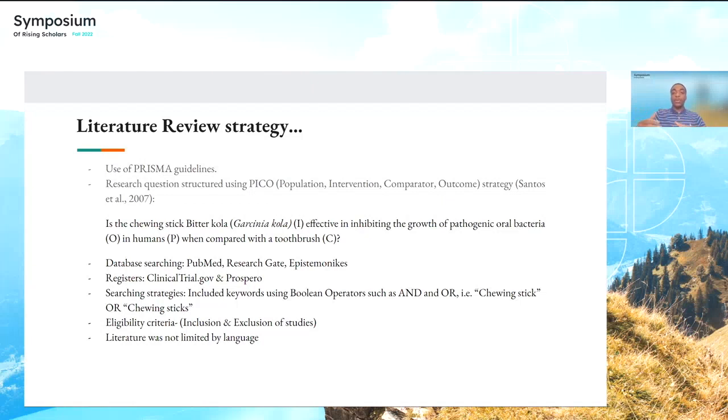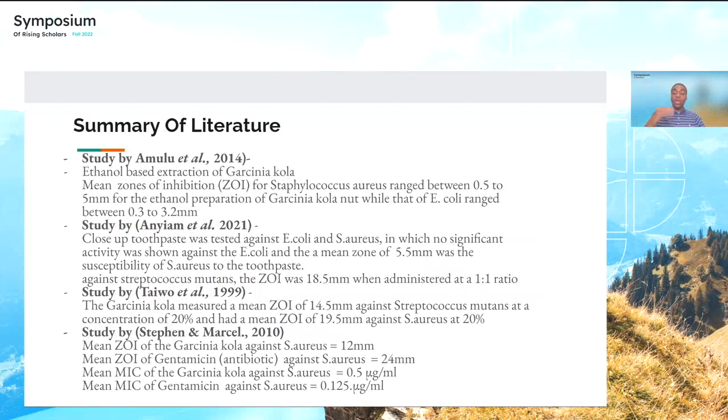Some inclusion criteria were that the studies had to have a primary outcome where they measured the zone of inhibition or the minimum inhibitory concentration. Some of the studies had to involve Garcinia cola, which is a common chewing stick where I come from. Also, because some literature was written in our traditional language, literature wasn't limited to English. Because I come from these regions, I was able to translate some of the literature into English, which I was able to use.